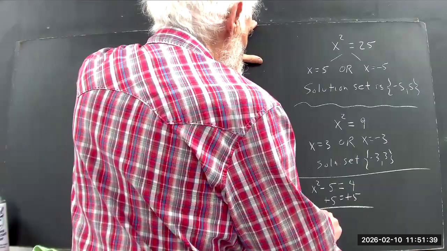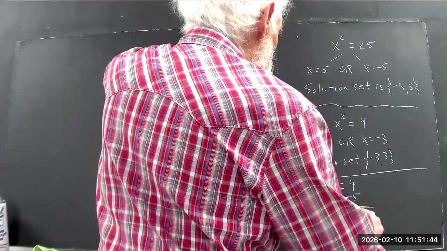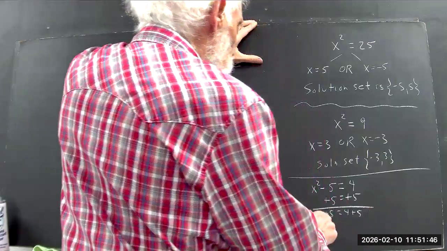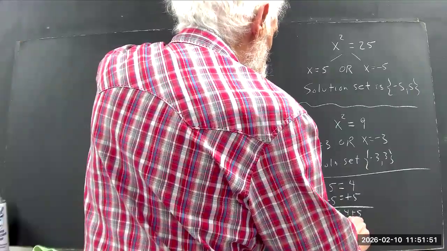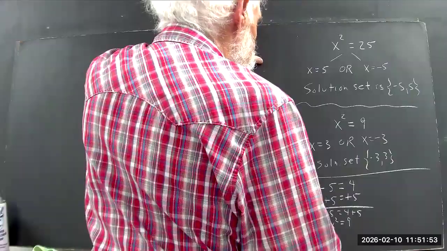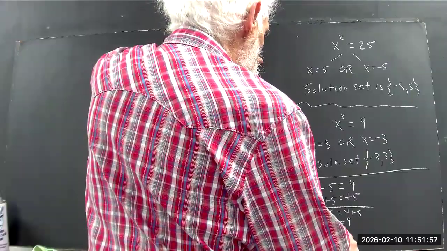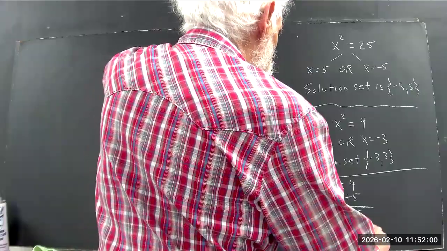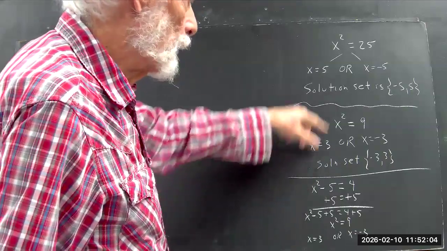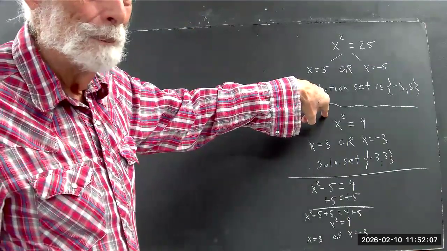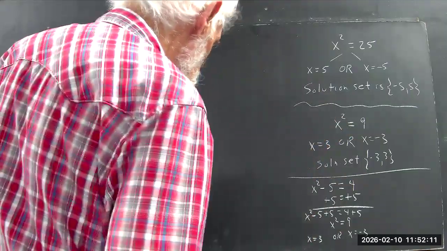Preferably then write out x squared minus 5 plus 5 equals 4 plus 5. X squared minus 5 plus 5 is just x squared. 4 plus 5 is 9. And now it turns out that this is just a disguised form of this equation. Okay? Add 5 to both sides, we get x squared equals 9. We get the two solutions.